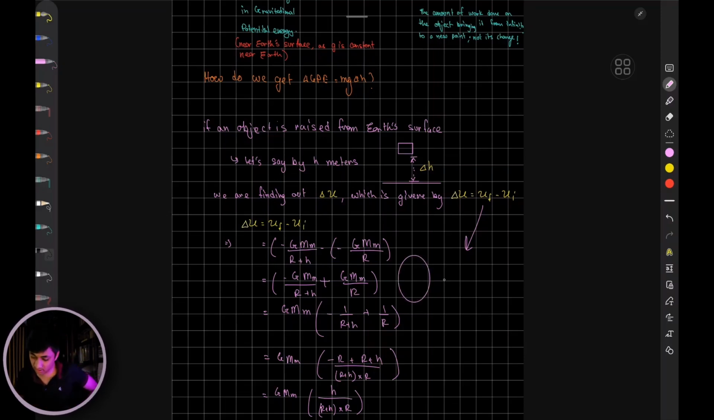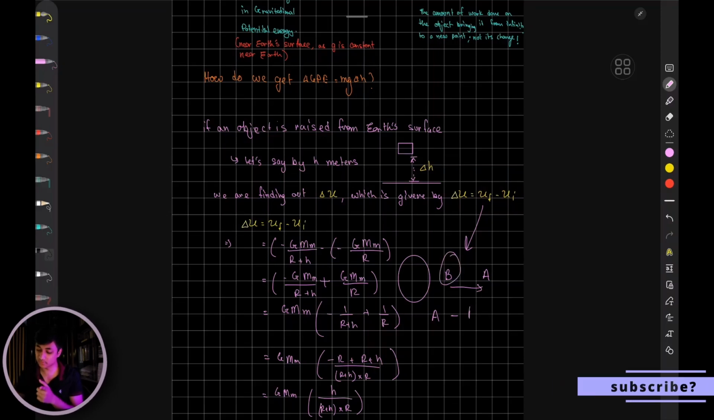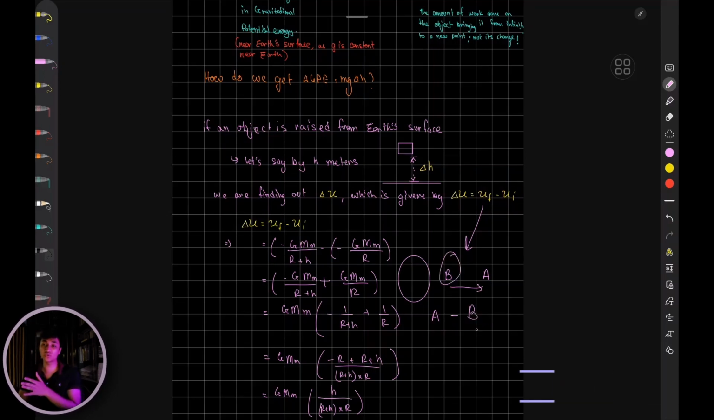So if this is Earth and this is point B and point A, if you're going from point B to point A, find the gravitational potential energy at point A minus the gravitational potential energy at point B. What this is going to give you is the net change in gravitational potential energy, and it is supposed to be positive because you're moving away, right? You're transferring energy to the object. Therefore, in that case, the change in gravitational potential energy will be positive.